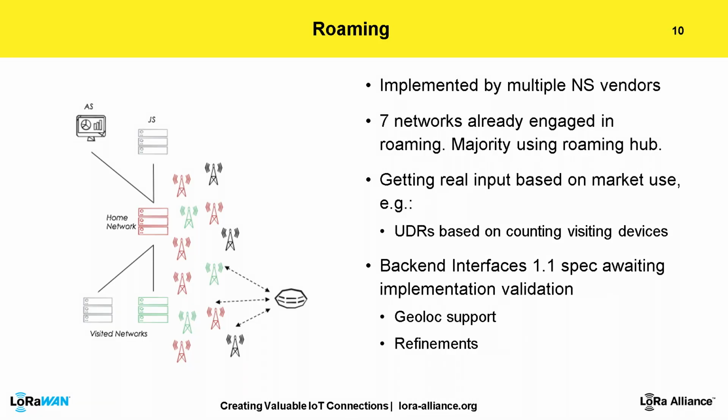And what's in the pipeline is the Backend Interfaces 1.1 spec. The new feature in that spec is the JLOC roaming, meaning that even when the device is roaming abroad or into other networks, we'll still be able to get the JLOC information sent from the visited network to the home network. That's really essential for trackers. And a bunch of refinements.